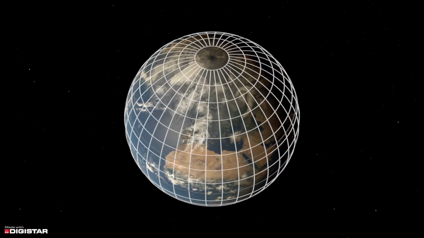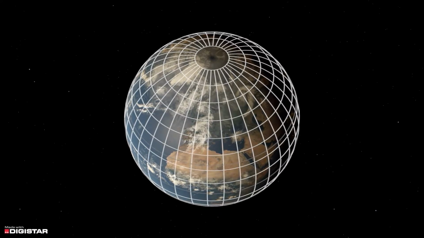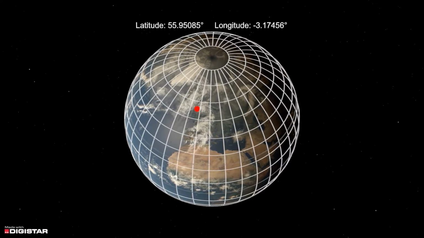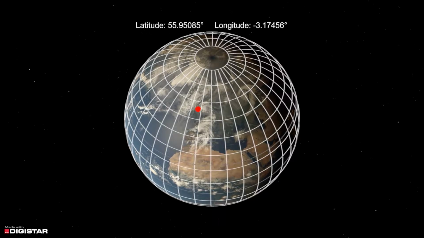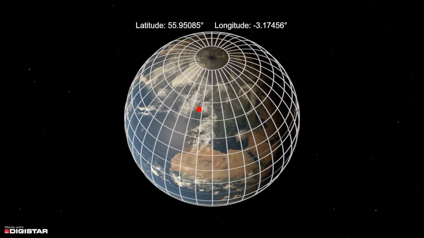They are represented by coordinates such as 55.95085 and -3.17456. Those are the coordinates for Dynamic Earth. We'll explain more what they mean in a minute.